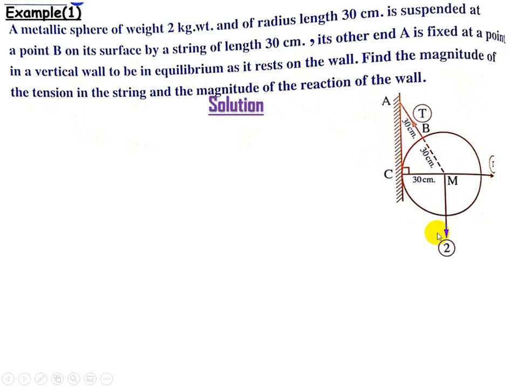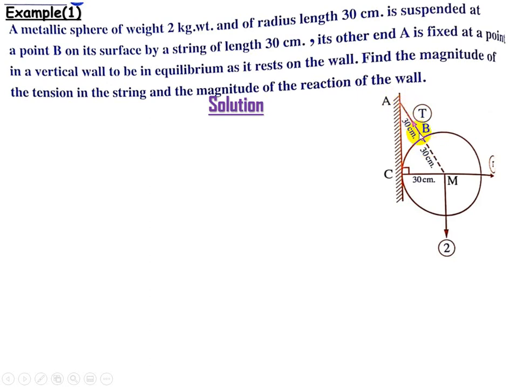This is the metallic sphere. Its weight from its center acts vertically downwards, 2 kg weight. It rests on the vertical wall, so there exists a reaction going out from the point of resting, which is C, perpendicular to the wall itself, which is R. The sphere is suspended from point B by a string. The other end of it is fixed at the wall, so there exists a tension here.